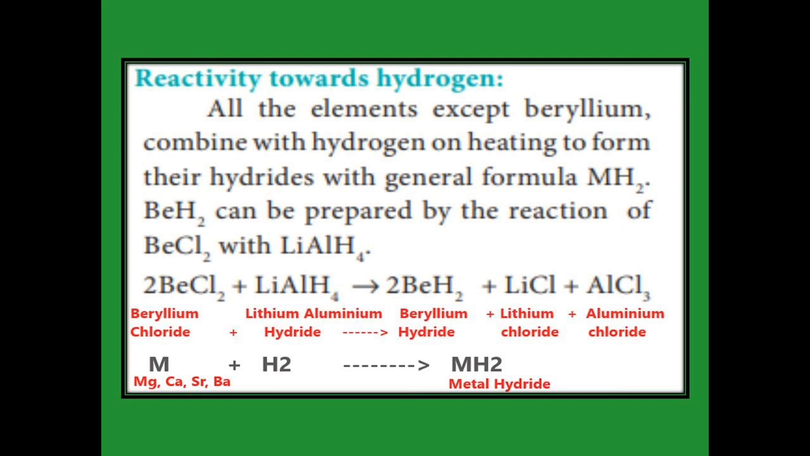They combine with hydrogen directly and produce MH2. MH2 means metal hydride. But beryllium hydride, formula BeH2, we get from beryllium chloride. When beryllium chloride BeCl2 is reacted with lithium aluminum hydride, it produces beryllium hydride BeH2 plus lithium chloride LiCl plus aluminum chloride AlCl3.